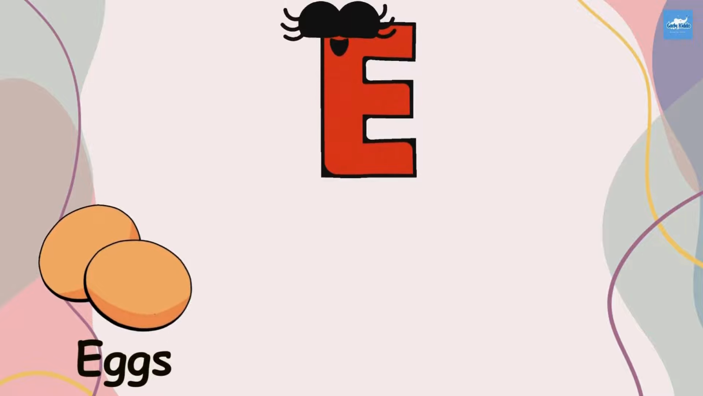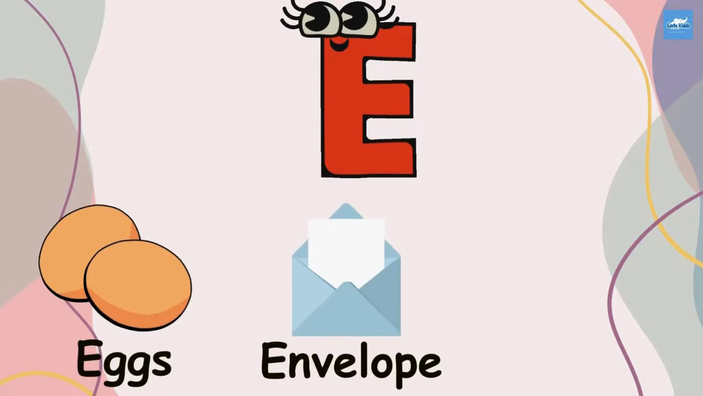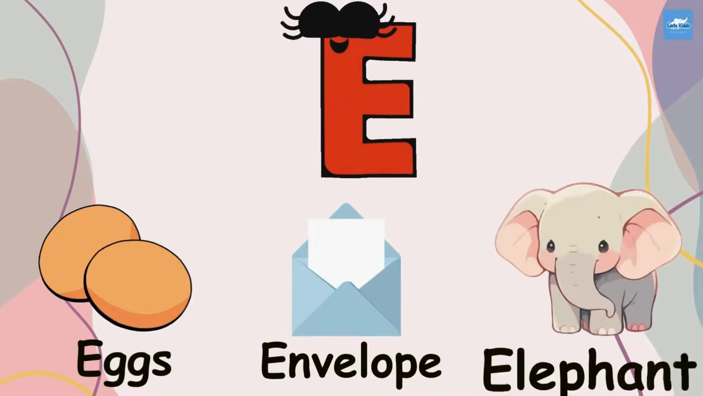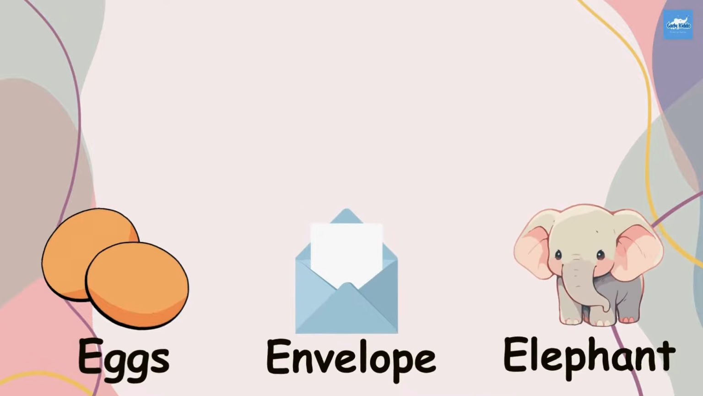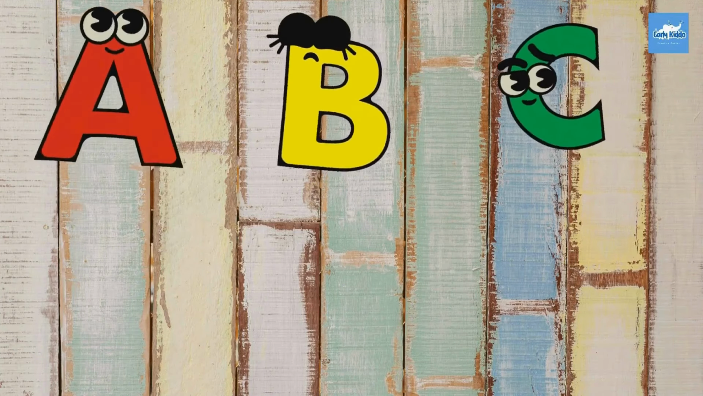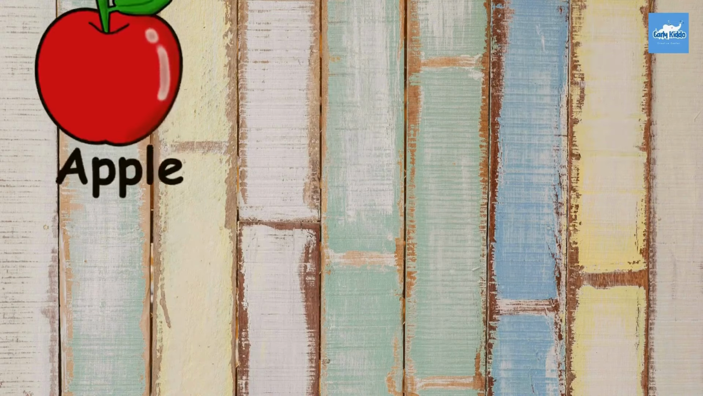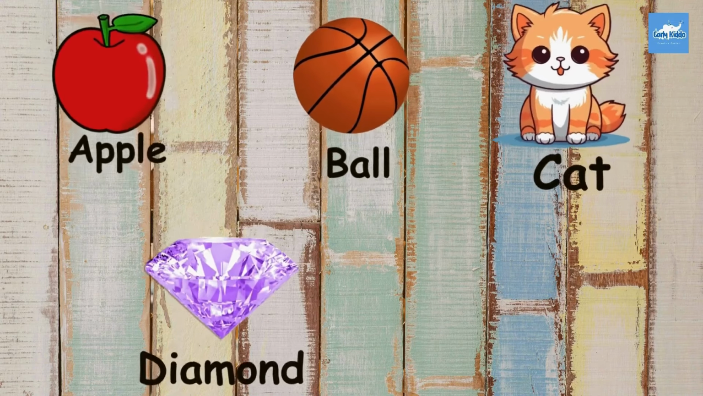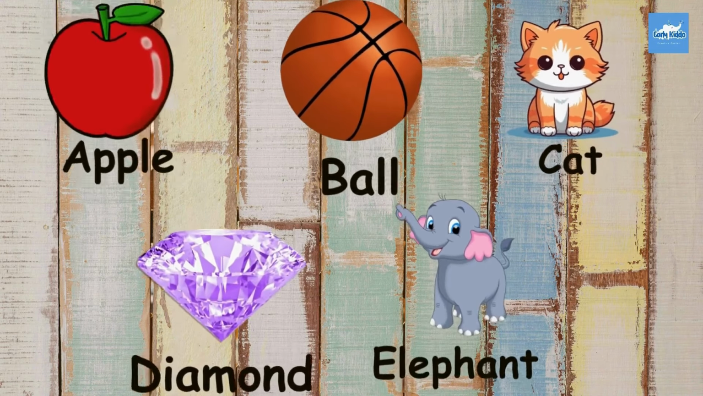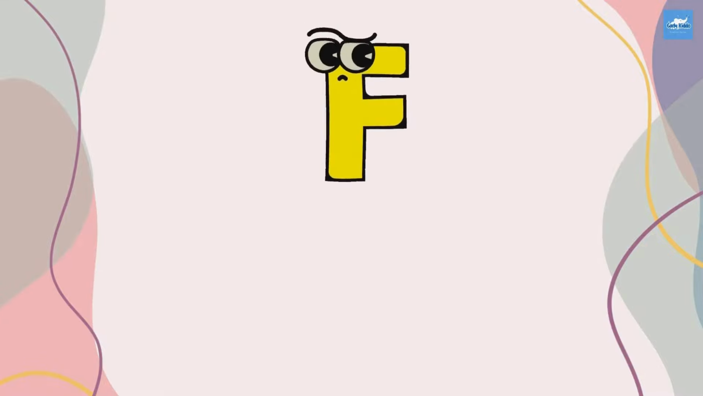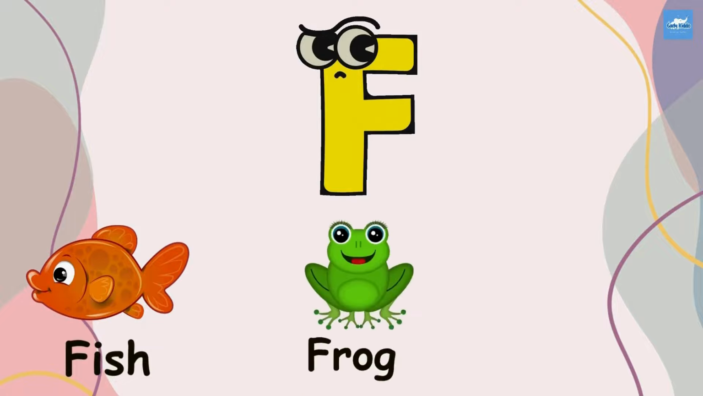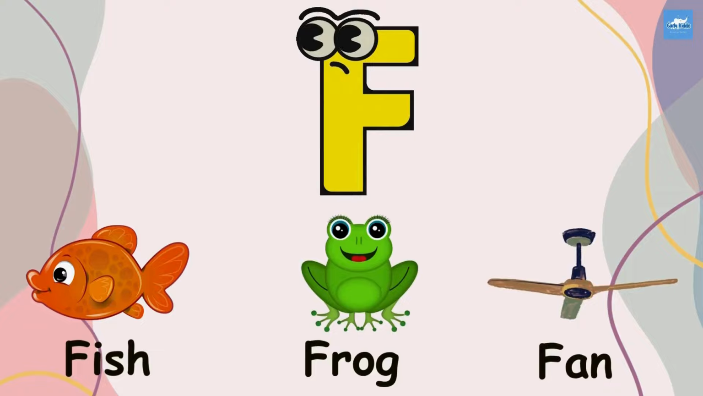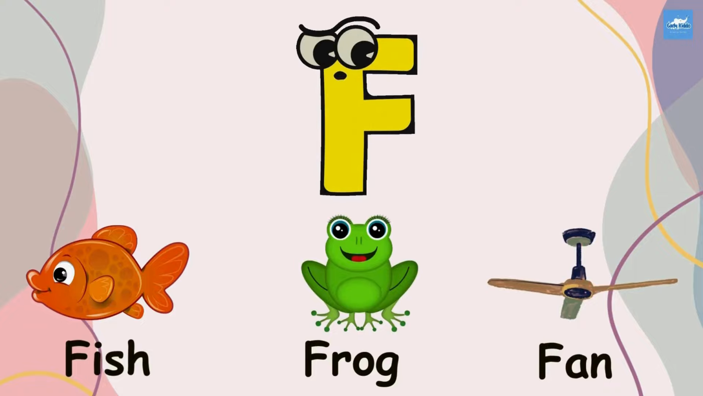Letter E. E for axe. E for envelope. E for elephant. E says e, e, e. Letter F. F for fish. F for frog. F for fan. F says f, f, f.